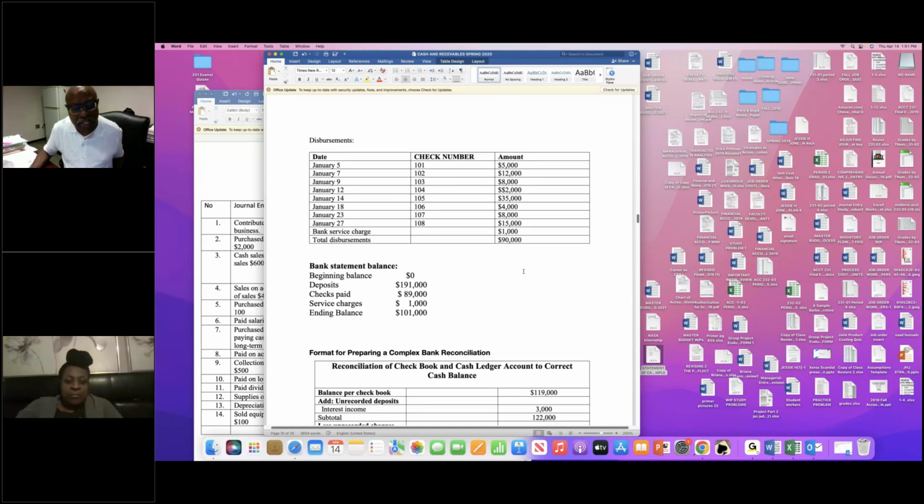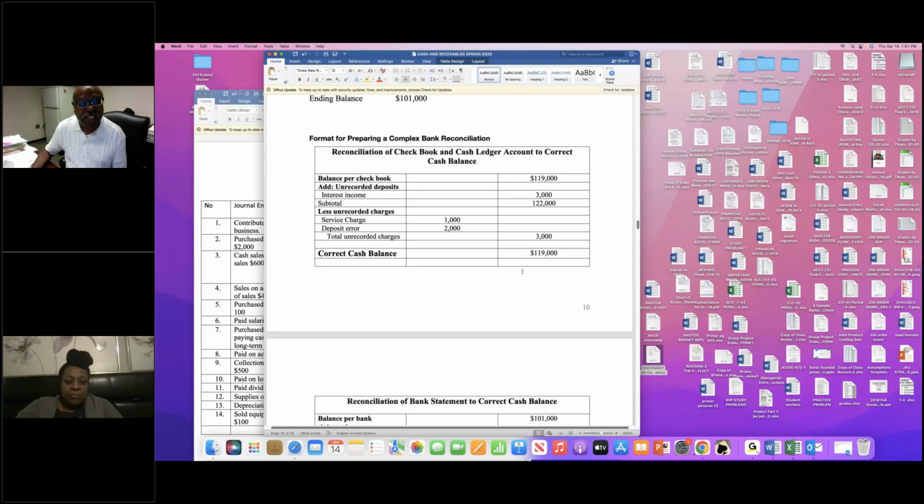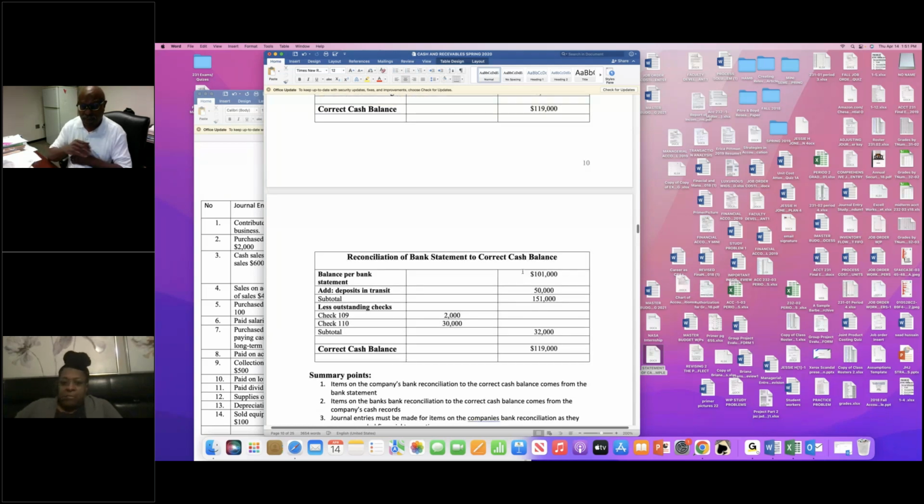So that's just one to look at. Just wanted to introduce you to that one. Now, what else did we work on last time? Statement of cash flow.